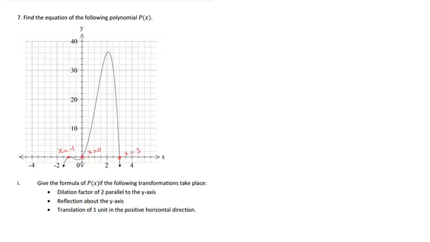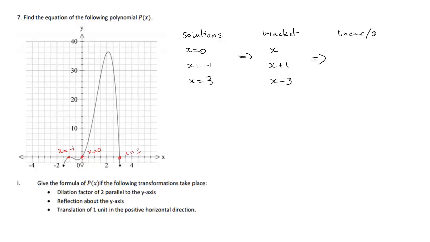And so what we're going to do is write down the solutions here, if it makes it easier. Okay, the solutions need to be converted into bracket form. And so x remains as x, because x minus 0 is just x. Then we have x plus 1, and then we have x minus 3.